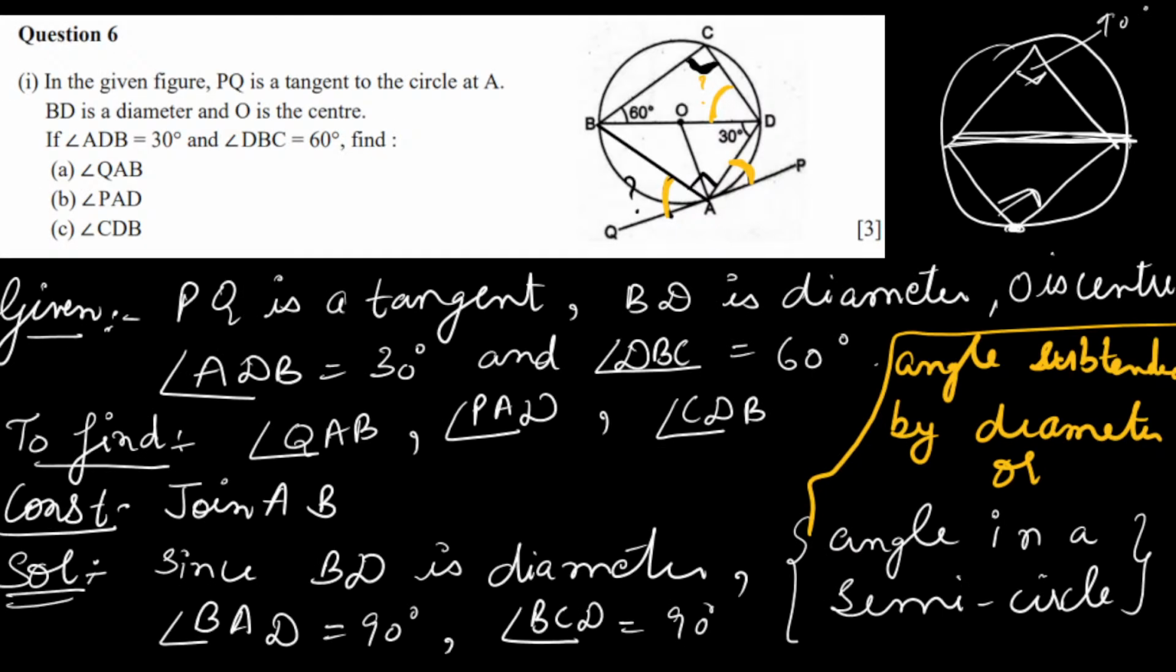Okay, so I'll just highlight once again. We have to find this angle, this angle, and the other one. It's this one. Yes, so QAB. First of all, angle QAB.